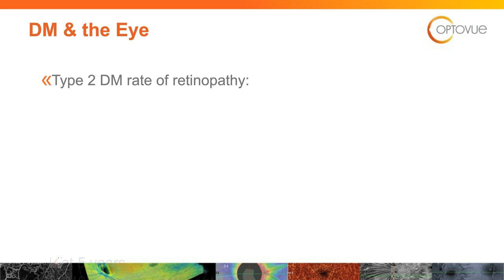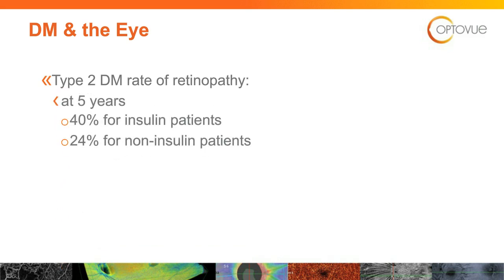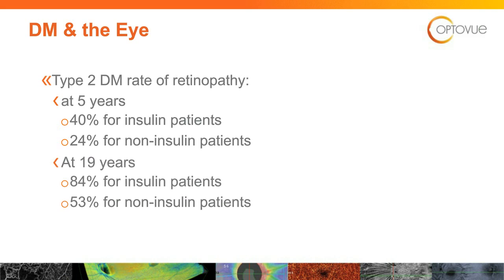So what are the rates of type 2 diabetic retinopathy? At 5 years, you're type 2 diabetic, that's the rate. If they're on insulin, it's a little bit higher than if they're not on insulin, but 1 out of 4 or 4 out of 10 are going to have diabetic retinopathy. At 19 years, that's going to increase. The point is, we know that diabetic retinopathy is going to become more prevalent, and the incidence increases the longer your patient has diabetes and therefore diabetic retinopathy.